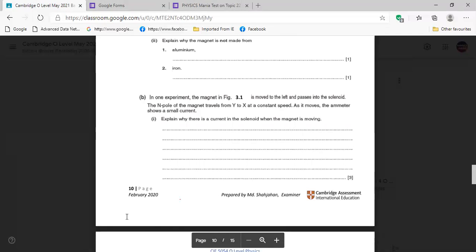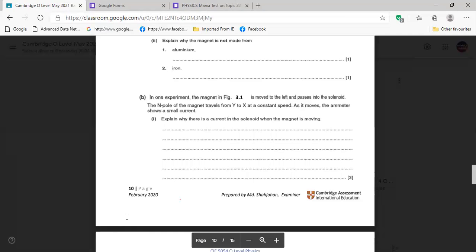Continue, please. Yes, sir, I have a problem here. Please read. In one experiment, the magnet in figure 3.1 is moved to the left and passes into the solenoid. The N pole of the magnet travels from y to x at a constant speed as it moves. The ammeter shows a small current. Explain why there is a current in the solenoid when the magnet is moving.